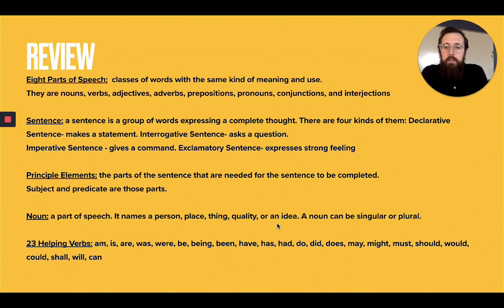Then we have principal elements. These are the parts of the sentence that are needed for the sentence to be completed. We have the subject and predicate are those parts. A noun is a part of speech. It names a person, place, thing, quality, or an idea. A noun can be singular or plural.